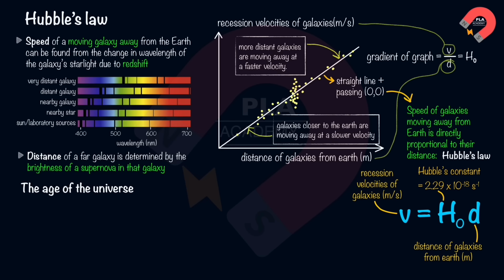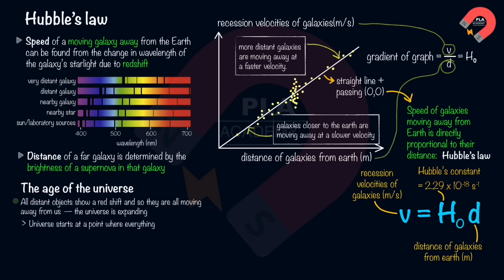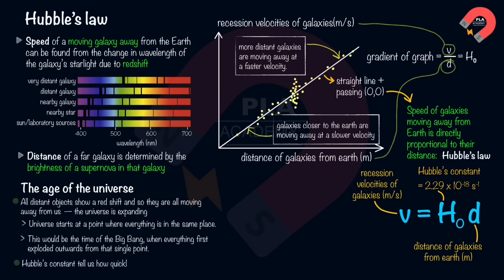The age of the universe. All distant objects show a redshift, and so they are all moving away from us. This implies that the universe as a whole is expanding. If we imagine time running backwards from the present, then the known universe would contract back to a point where everything is in the same place. This would be the time of the Big Bang, when everything first exploded outwards from that single point. Therefore, if we can find Hubble's constant, it will tell us how quickly the universe is expanding. From this we can work out when it all started.